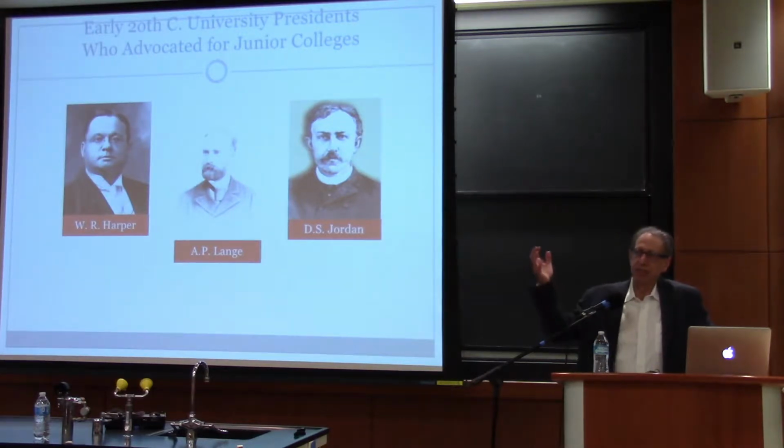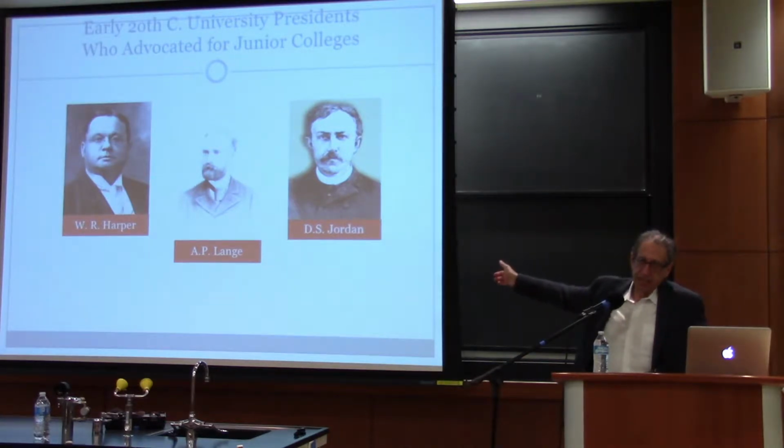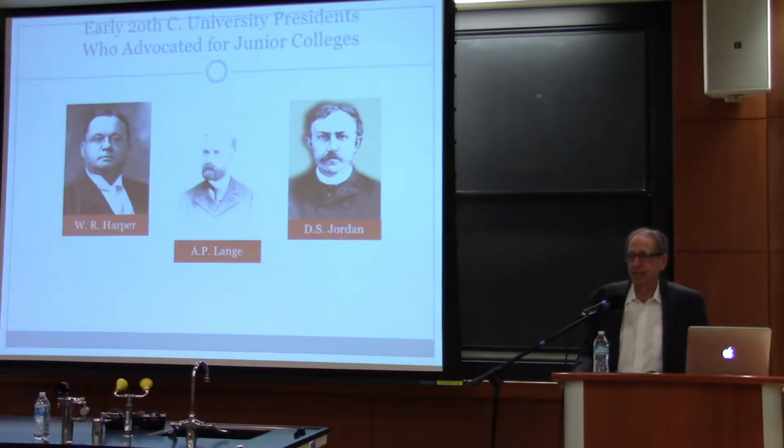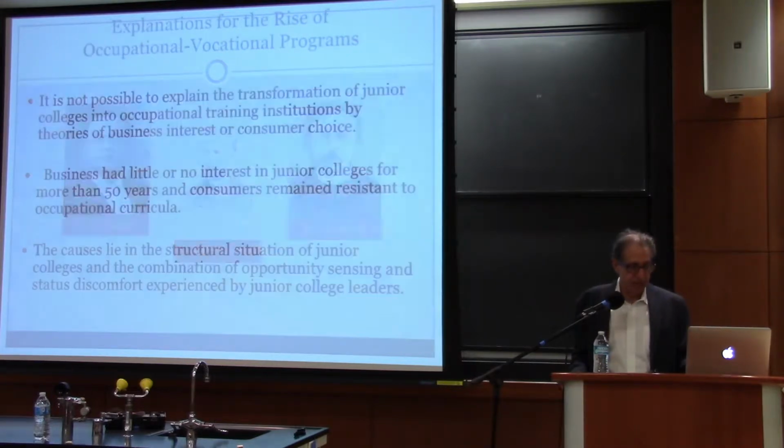The other two fellas are Alexis Lang and David Starr Jordan, and they were both in California. And California was the center of the growth of junior colleges at least through the 1920s. These two fellas were very instrumental. Jordan was the president of Stanford, and Lang was a dean at the University of California, Berkeley, and they both followed Harper in wanting to keep students away from their colleges and other four-year institutions.